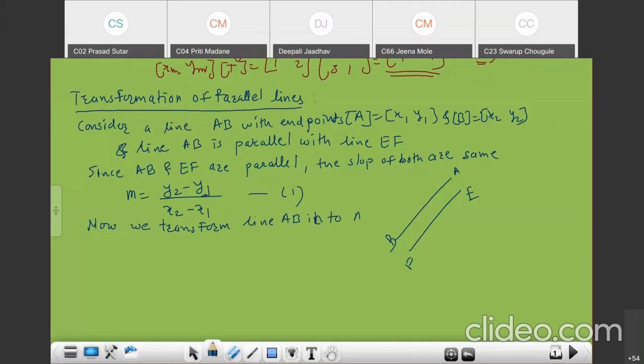Okay. Now we transform the line AB into AB star. Only we are going to see for AB, not necessary to see for EF, because both have the same slope, and using the slope we are going to show it. Now we transform the line AB into AB star using the transformation matrix.